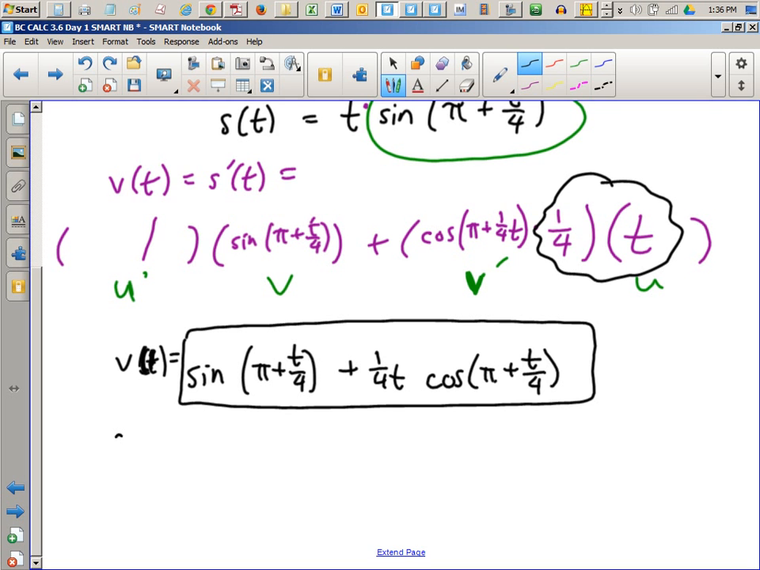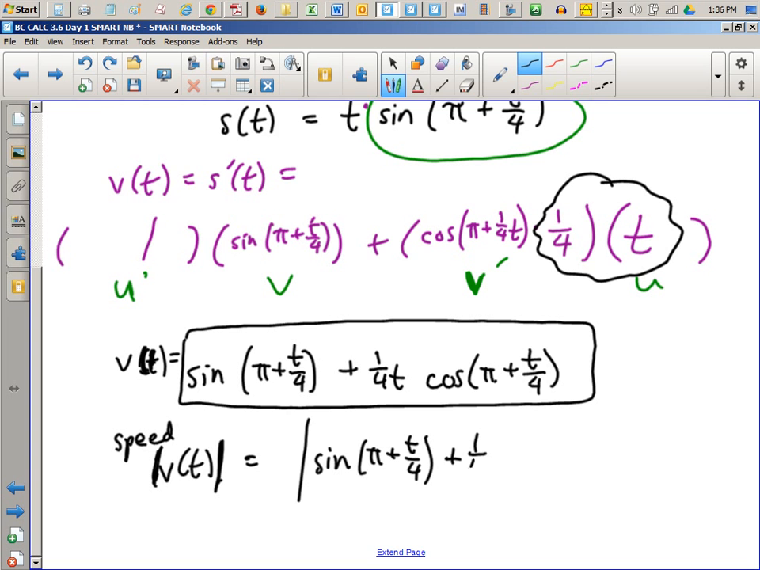Just for kicks, let's write down the speed. The speed would be the absolute value of that. And I cannot think of a way to simplify this at all. So I have to write all this for a speed function. But who knows? Maybe they'll ask on an AP test for the speed function. And you don't want to leave it as the one I boxed. You want this one here.